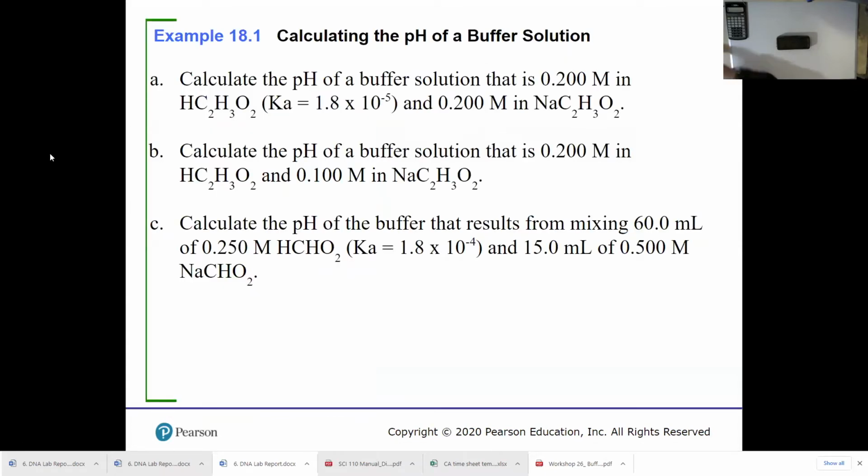Okay, so we're going to start here. We have 3 different problems that we're looking at. In each, we're asked to calculate the pH of different buffer solutions. So we're going to look at the different ways that we can do that. There are 2 methods that you can use to find the pH of buffer solutions, and we can try out both of them, and then you can use whichever one you feel more comfortable with.